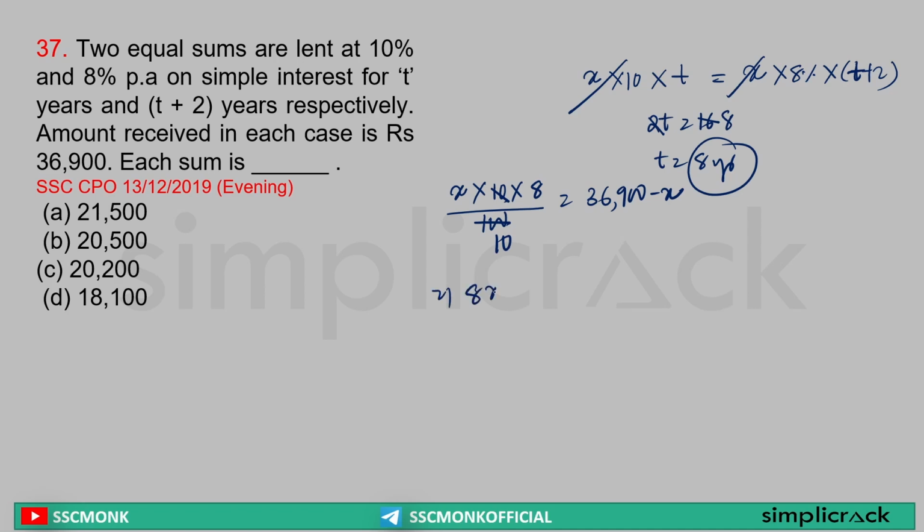Or I can write 8x is equal to 3,69,000 minus 10x. Or I can write 18x is equal to 3,69,000. 18 2s are 36, 18 5s are 90. So what is the value of x? Sir, 20,500. Option B. Clear?